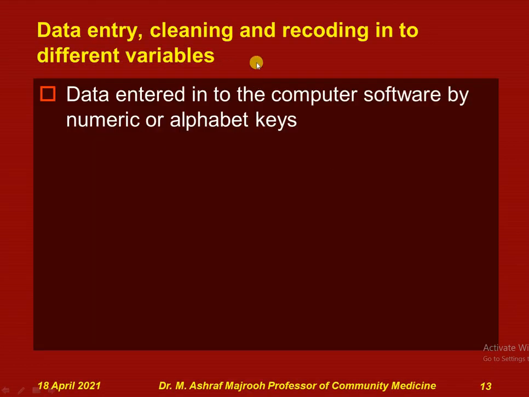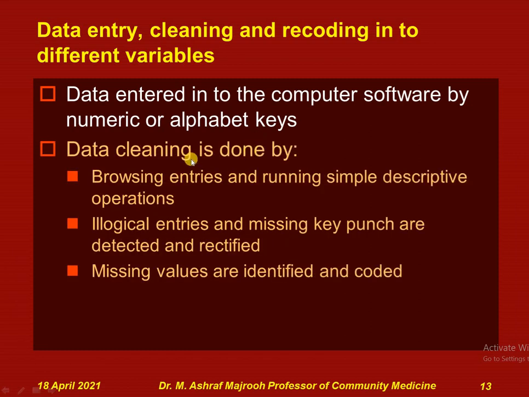Data entry and cleaning is a next step, and recoding in different variables is also included. The data is entered into computer software by numeric and alphabet keys, as explained in the previous slide. Then data cleaning is done by browsing entries and running simple descriptive operations. The illogical entries and missing key punch are detected and rectified. The missing values are identified and coded.